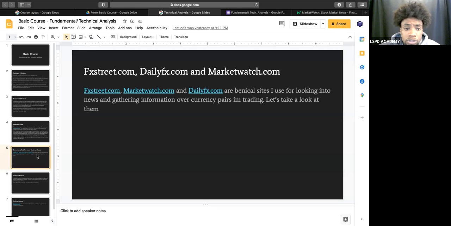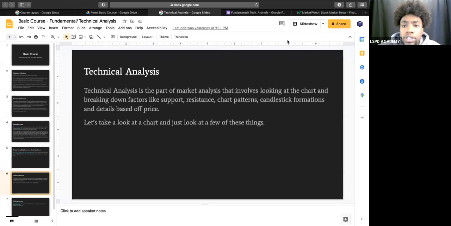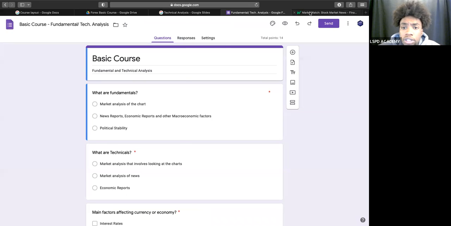So let's just go back here. Technical analysis is going to be the part of our market analysis that involves looking at the chart and breaking down factors like support, resistance, chart patterns, candlestick formations, and details based purely off price and previous price movements. So we'll go ahead and take a look at that real quick.